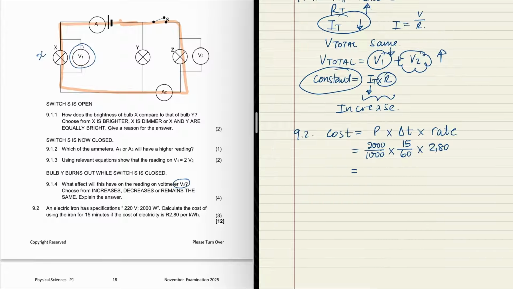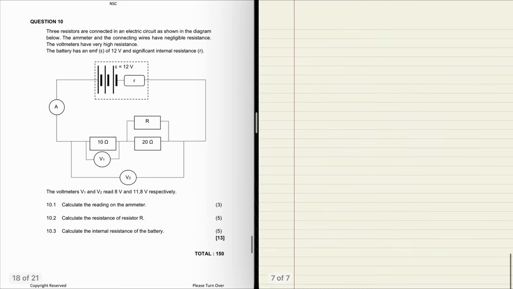And that's going to give us an answer of 1 Rand 40. So it's going to cost you 1 Rand 40 to use the iron for 15 minutes. Moving on now to question number 10.